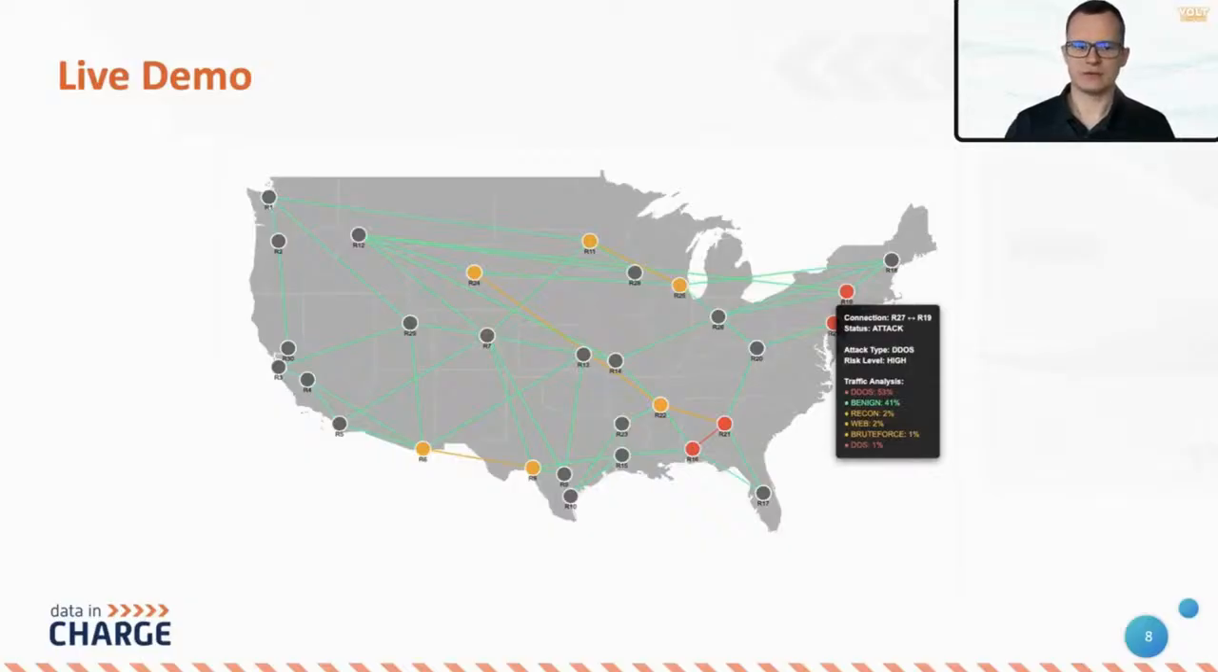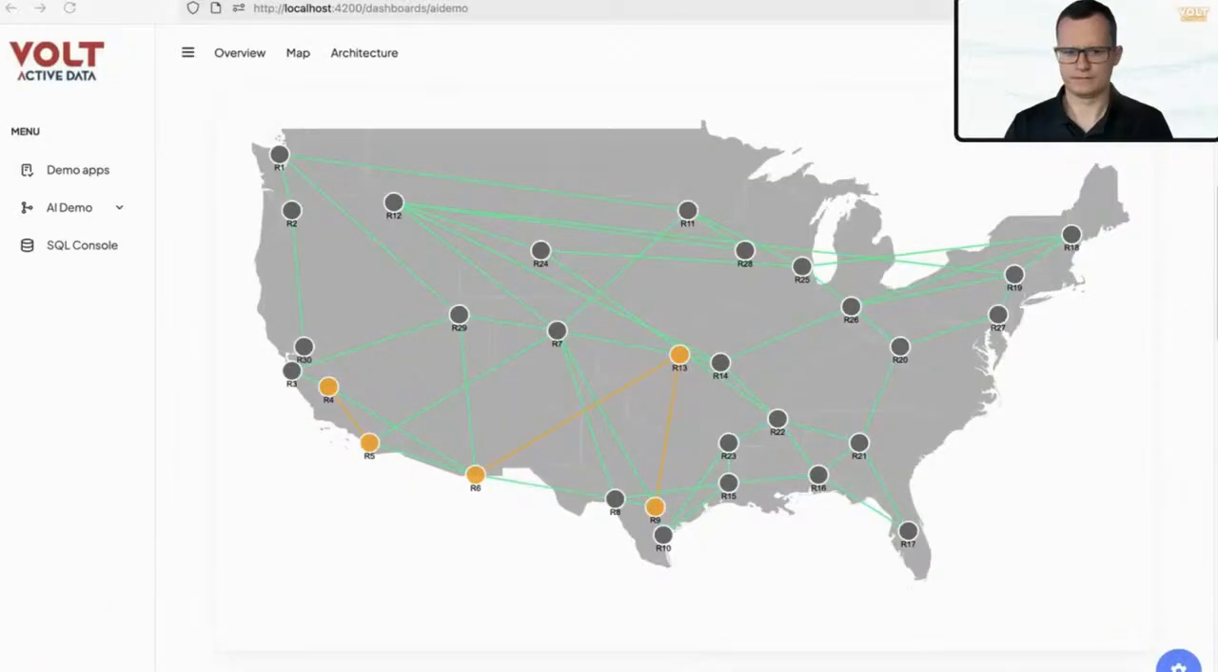Now let's jump into the live demo. Okay, so we have our demo up and running. We can see here the US map with some routers interconnected. This can represent your private APNs, the edge routers interconnected with one another, and we can monitor the network flows between them.